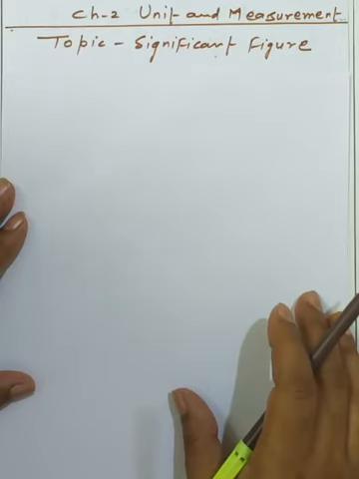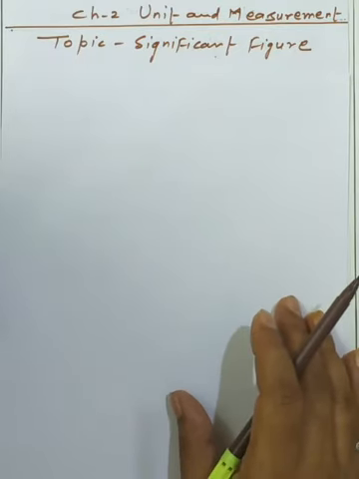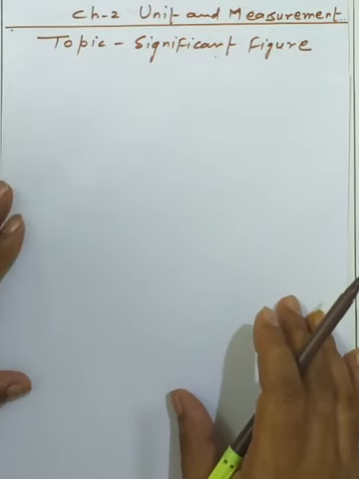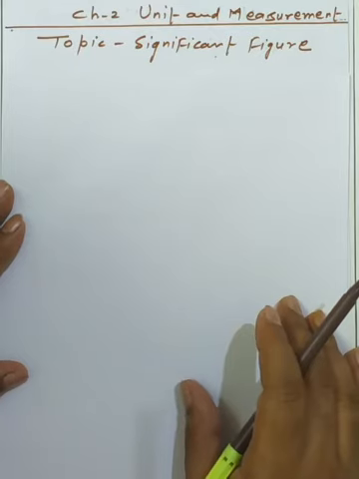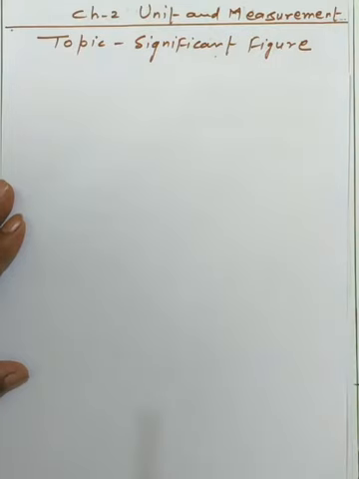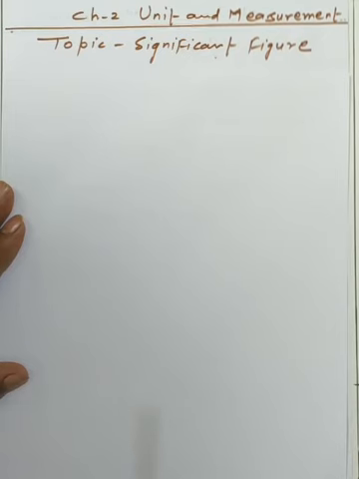Okay, so simply we can say that whenever we are doing measurements, the numbers in which we have confidence, or the numbers that are very reliable to us, are called the significant figure. So this is the simplest meaning of the significant figure.